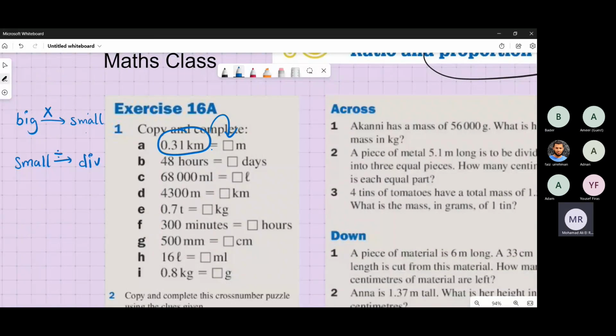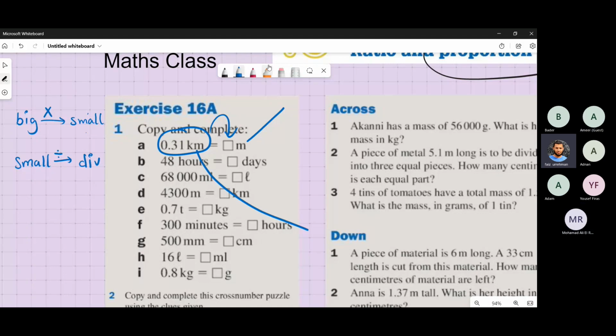When you convert 0.31 kilometers into meters, can you tell me, are we going big to small or small to big? What do you think? From small to big. Kilometer, you are 1 kilometer away from school, and 1 meter away from school. Big to small. Which one is bigger, kilometer or meter? Kilometer.